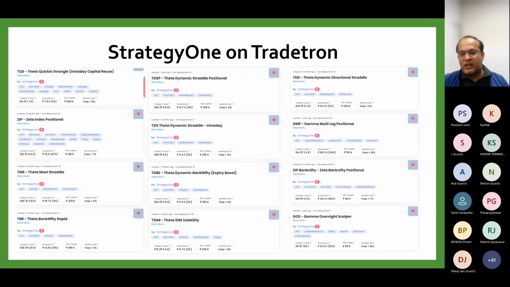So Bhavin is asking, in the monthly fees, what is 5% of? Yes, it's 5% of the profit. Gross, the variable fee is 5% of the gross profit that you generate.